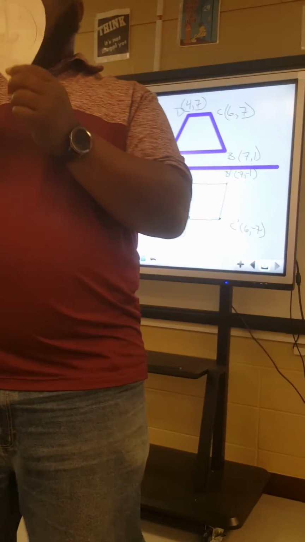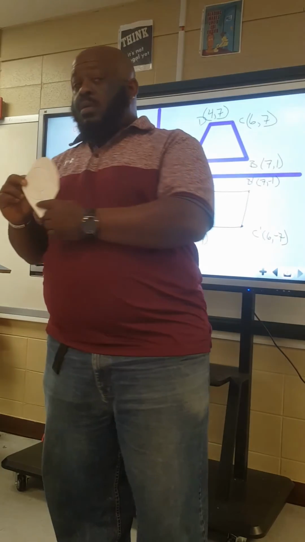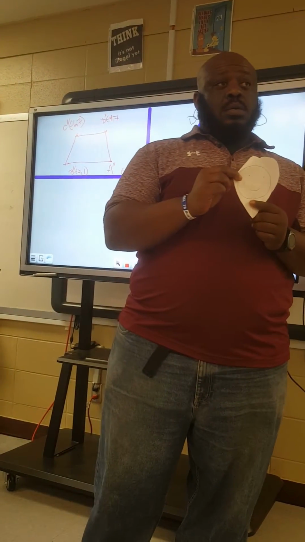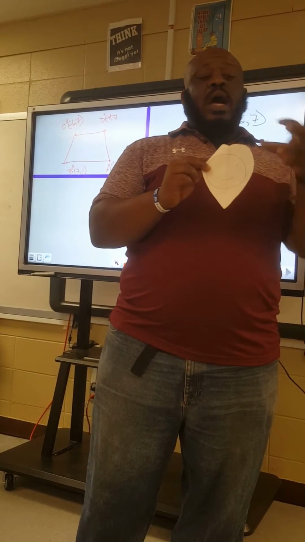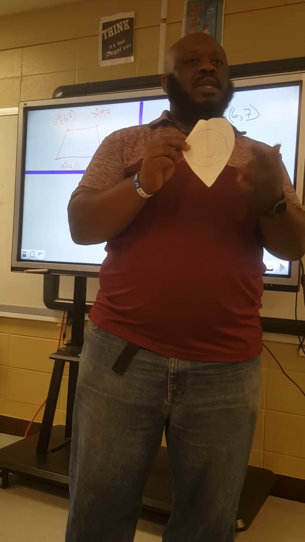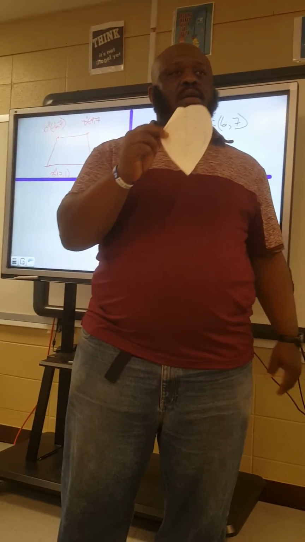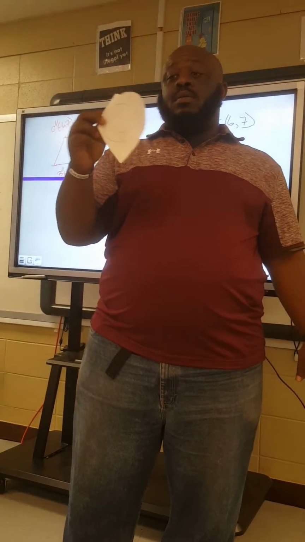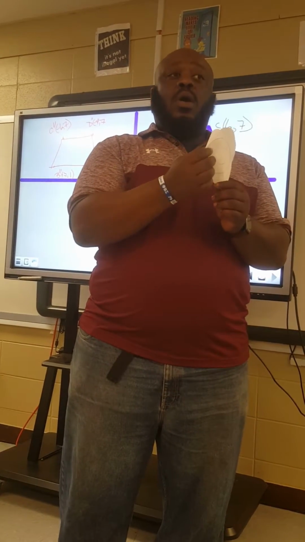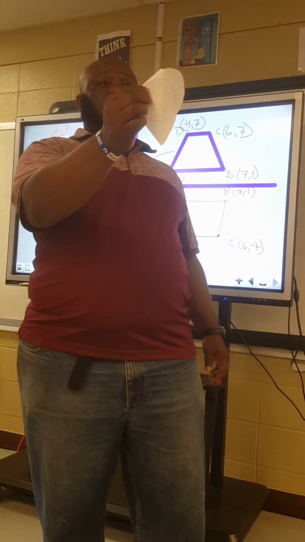Now I'm opening it. Does the left side equal the right side? No, because you got the outer picture, not the inside, everything on the outside. No, because you have it folded over. Does it look the same? No.